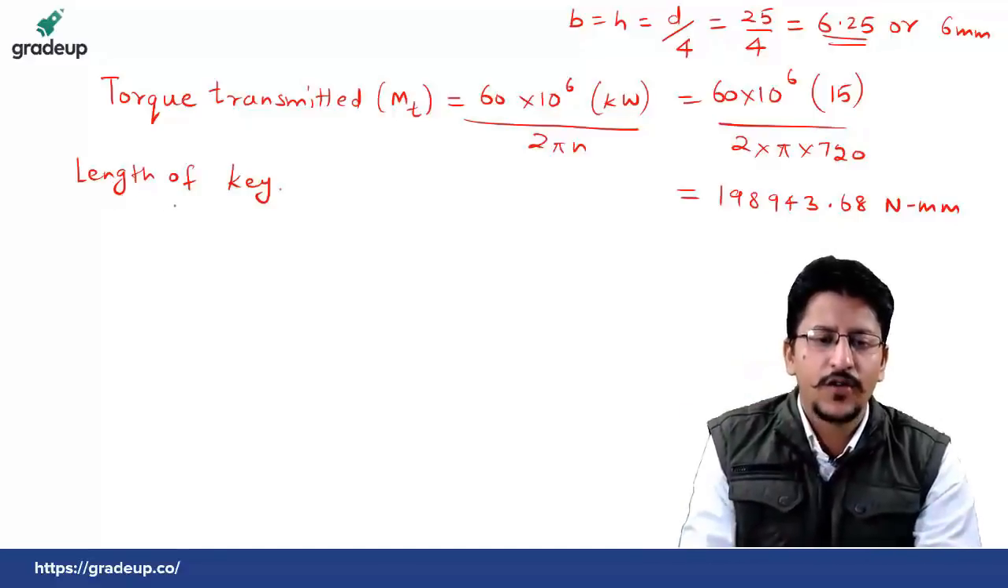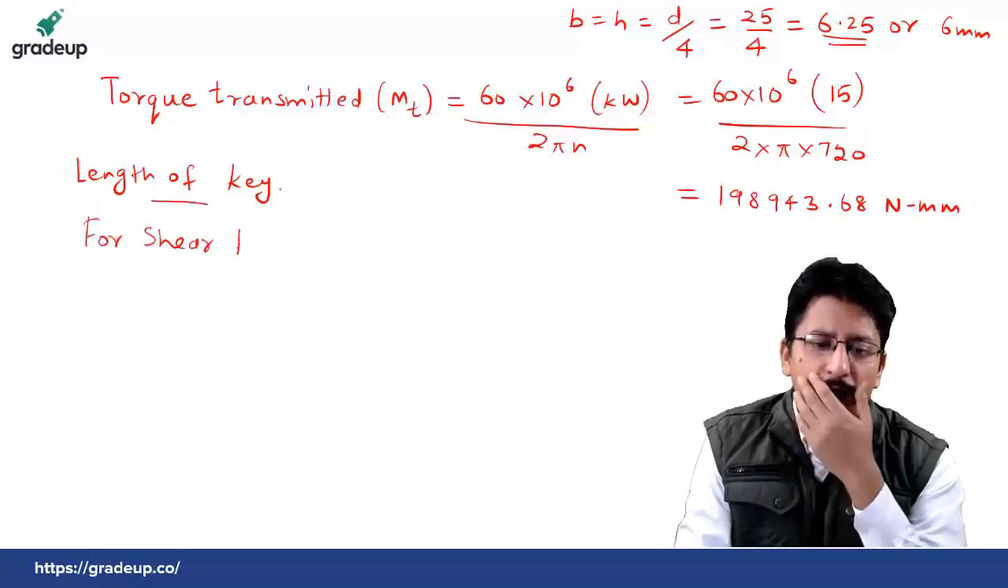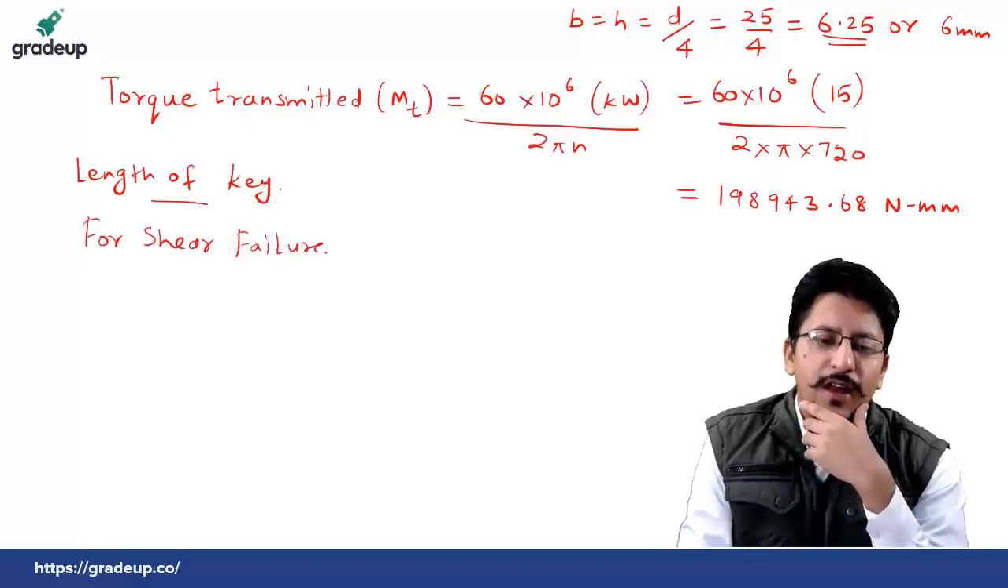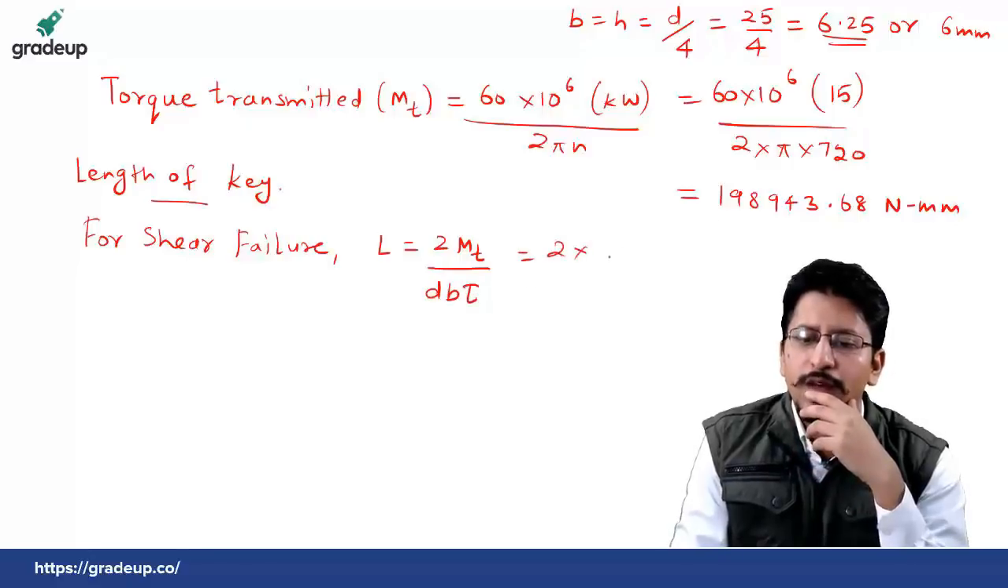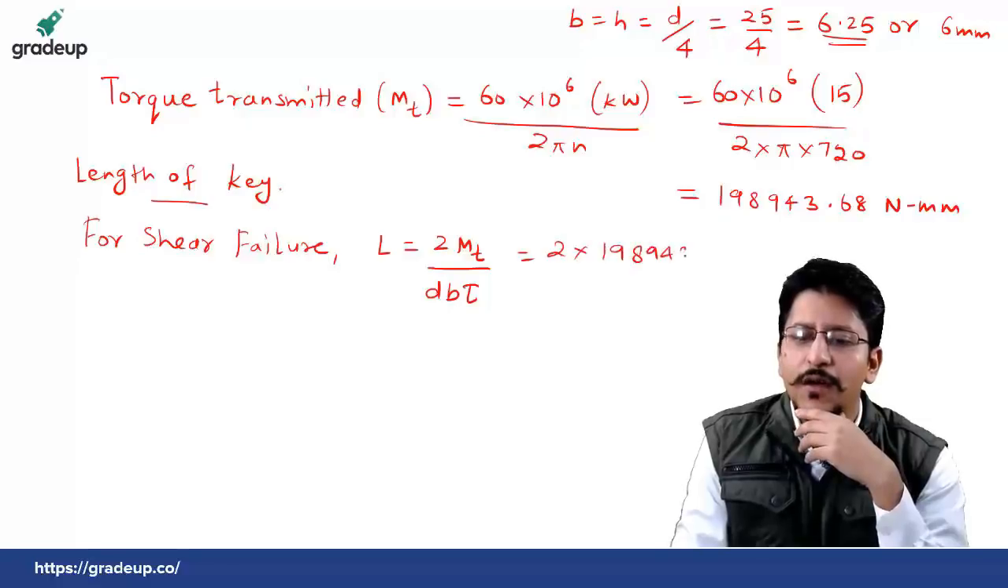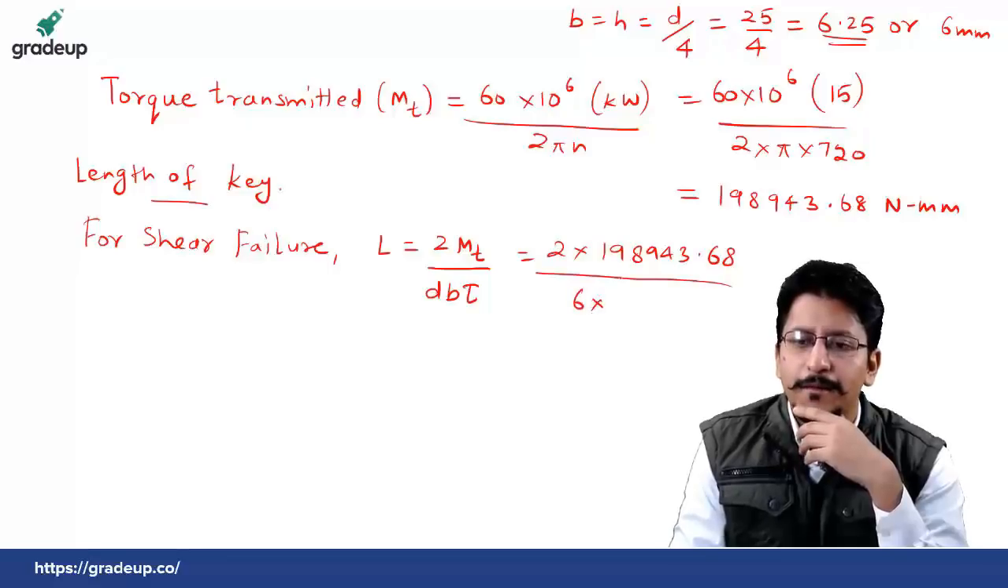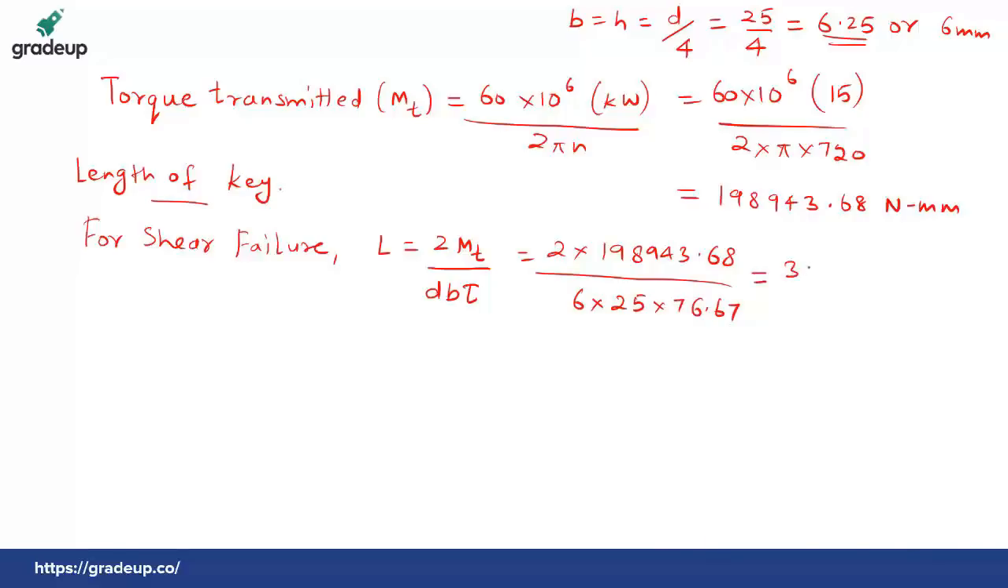So now we have to find out the length of the key. For shear failure, we have the shear stress, due to which there will be shear failure. For shear failure, the length of the key is given by 2MT divided by d b tau. So 2 into 198,943.68 divided by d is 25, b is 6, and the value of tau we have got as 76.67. On solving this, we get 34.6 mm as L.